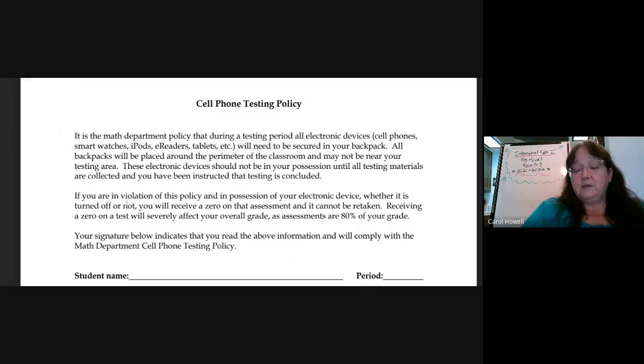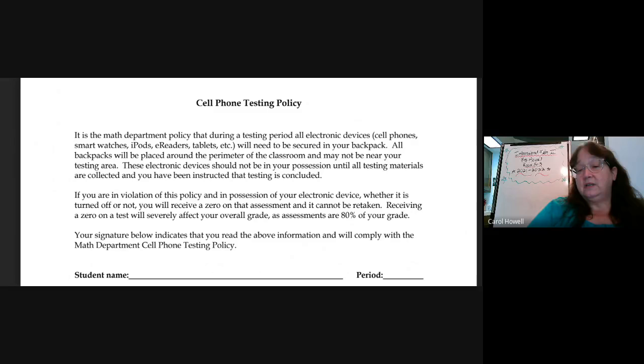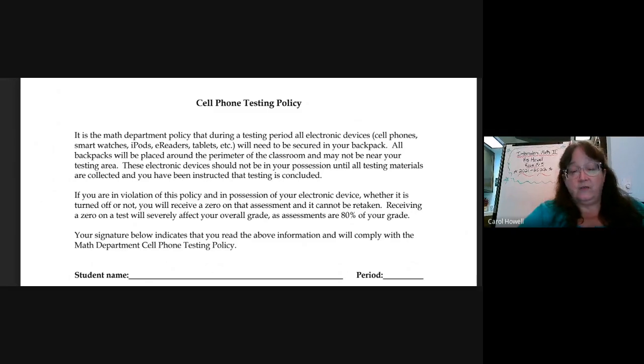If this policy is violated, it doesn't matter if the device is on or off, the student will receive a 0 on that assessment, and it cannot be retaken. So students need to have their devices totally away from them during assessments. This is important because, as we just discussed, assessments are 80% of the grade. Please go over this policy with your student and make sure they understand it. This Friday is going to be our first assessment, and this policy will be in effect.